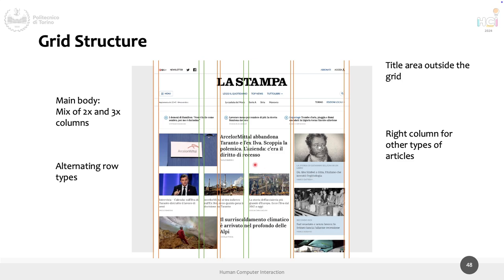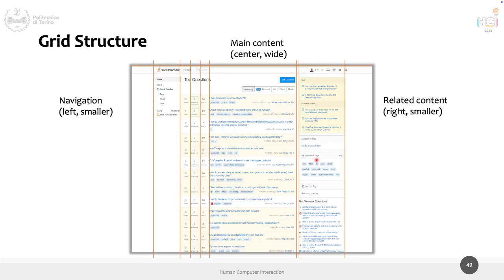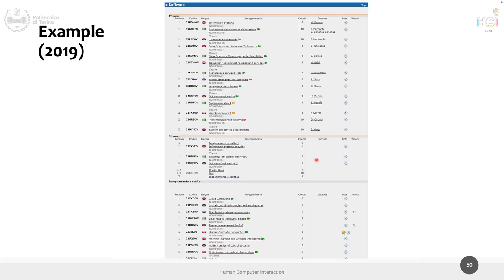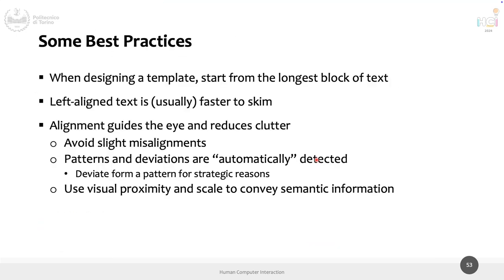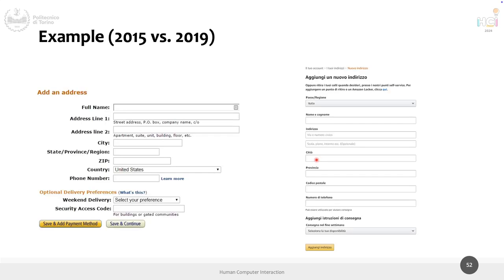Even if in this case it's mixing two columns, one and two, with moments in which there are three and four, like two columns here and three columns here in the main body that becomes four entries as soon as you add the right column, the blue one. Same thing for Stack Overflow. And I would like to say the same for Politecnico, but let me go back to that in a while.